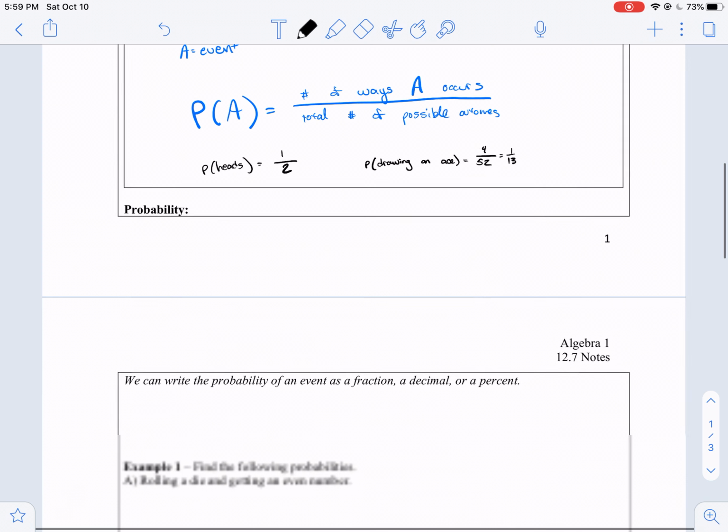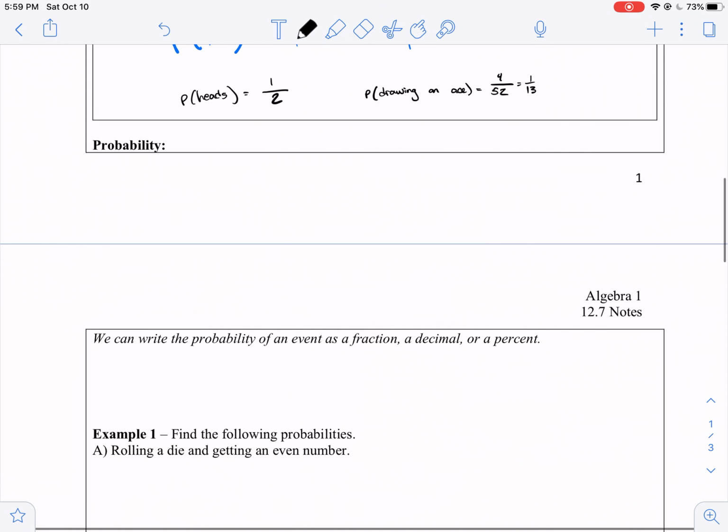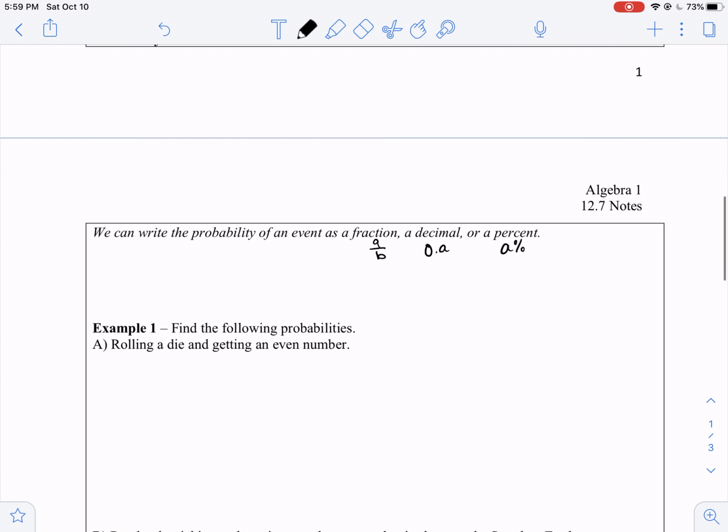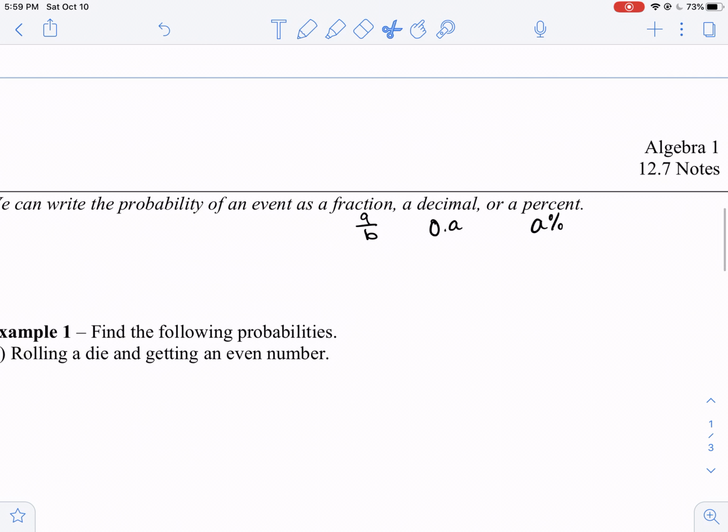Now, for some reason, this got to 2 pages, so we're just going to split like this. We write the probability of an event as a fraction. As you can see, I wrote fractions both times. So you can write it as a fraction, as a decimal, or as a percent.